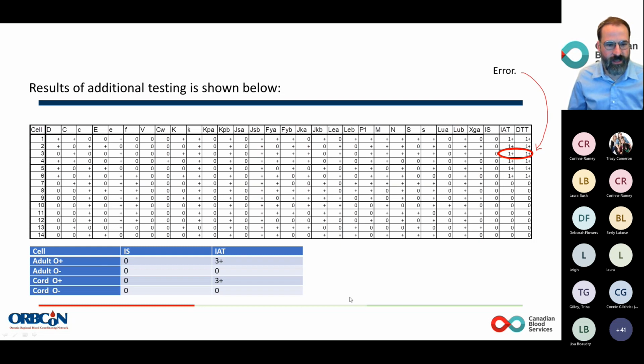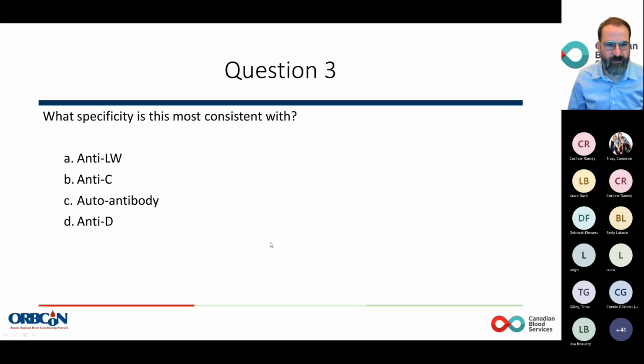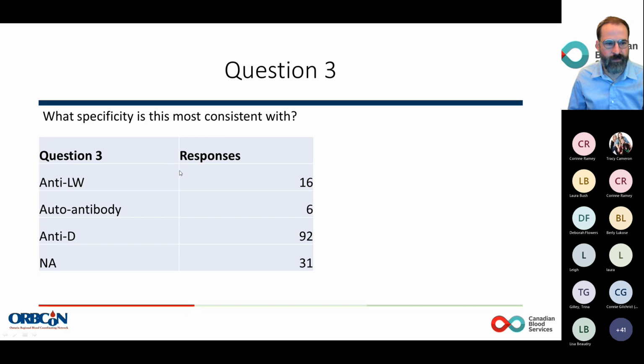And then on the cord cells that were tested, we're seeing adult O positive cells reacting, O positive cord cells reacting, O negative cord cells not reacting, and a similar pattern being mirrored, so mirroring the adult reactivity that we're seeing. So what specificity is this most consistent with? Anti-LW, anti-big C, an autoantibody, or an anti-D antibody? So most people got this one right. It's an anti-D specificity, with 92 percent picking that one, and a few people picking some other answers, such as anti-LW.